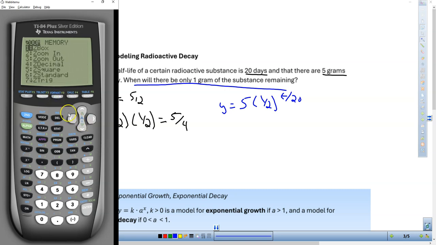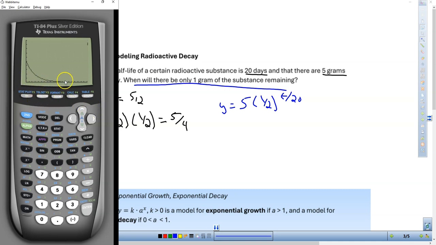So we're going to adjust our zoom. Let's go to our window. We are going to make our x minimum 0, simply because it's not going to be anything smaller than that, since it's the number of days. Since we know we have values of 20 and 40, let's make our x max something like 200, and our x scale about 10. I'll make the y max 10, and the y minimum we'll leave at 0. Let's regraph that.